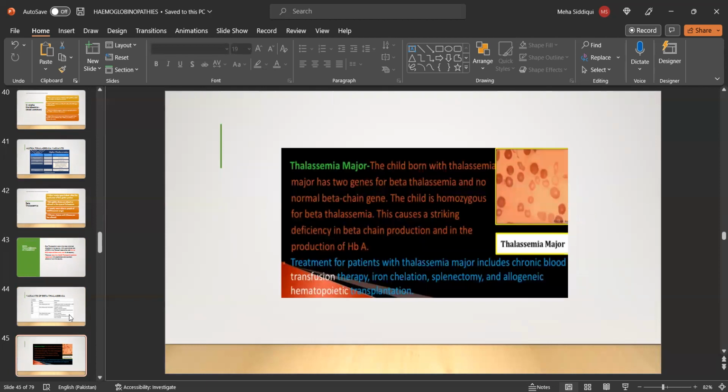With thalassemia major, the child born with thalassemia major has two genes for beta thalassemia and no normal gene, and it is homozygous for beta thalassemia. It causes a striking deficiency in beta chain production and the production of hemoglobin A. Treatment includes chronic blood transfusion therapy, iron chelation, splenectomy, and allogenic hematopoietic transplantation.